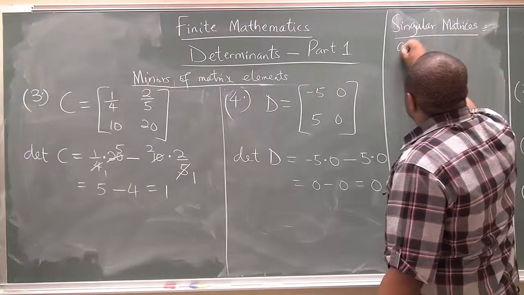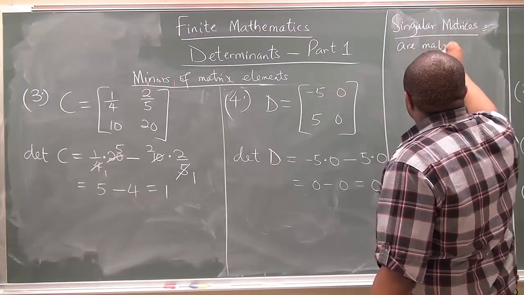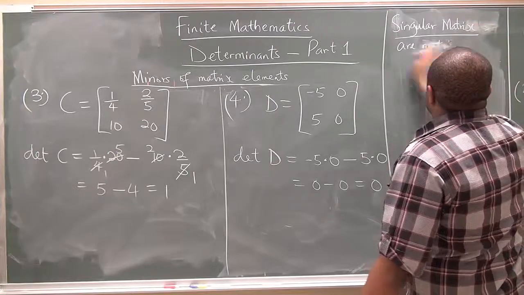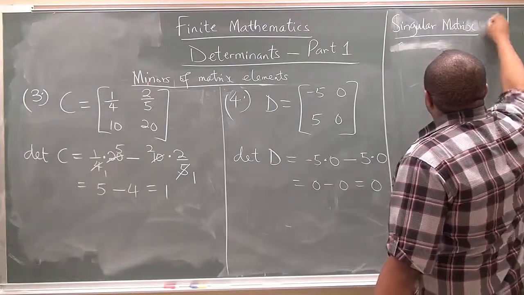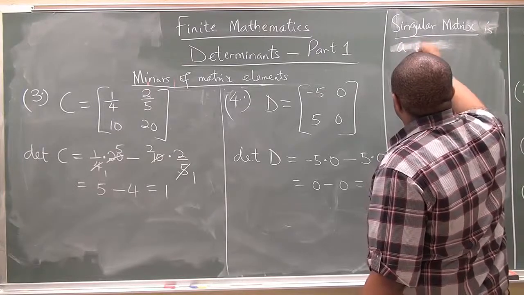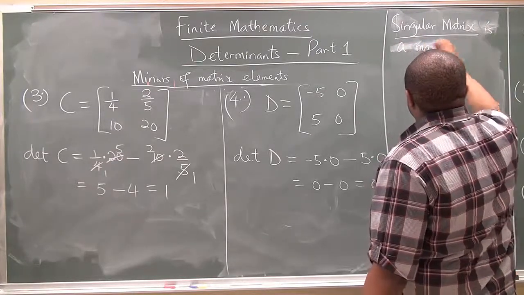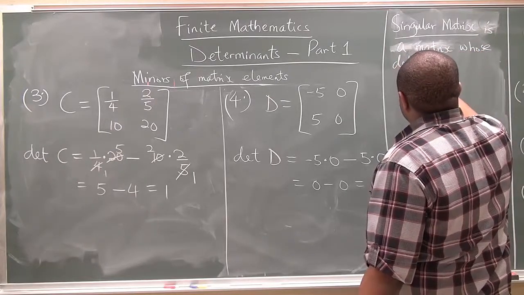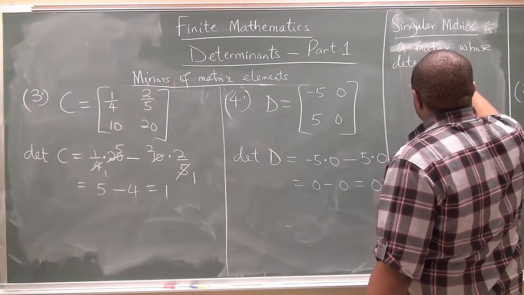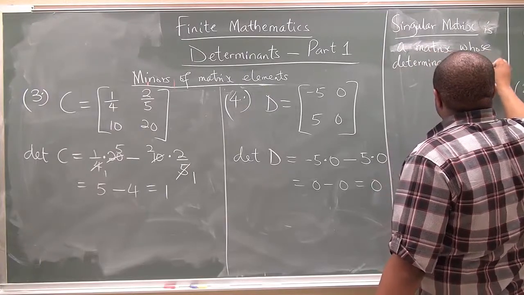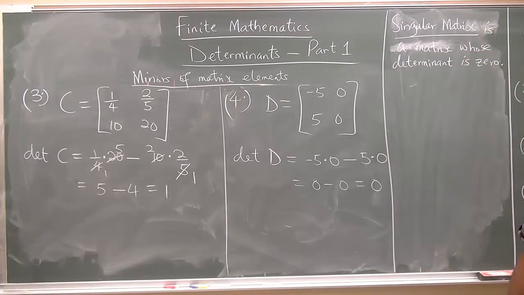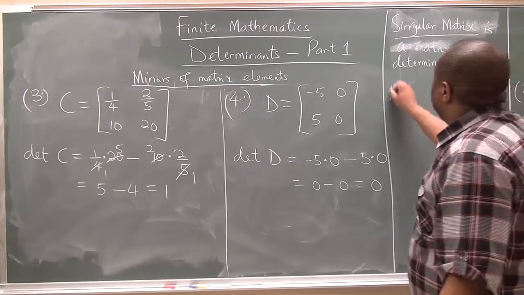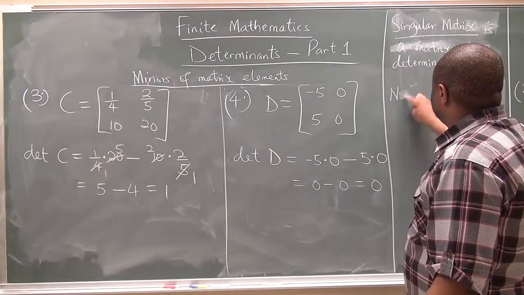So our singular matrix is a matrix whose determinant is 0. Singular matrix is a matrix whose determinant is 0. So keep on adding from that collection you have. And we talk about a non-singular matrix. Non-singular matrix.